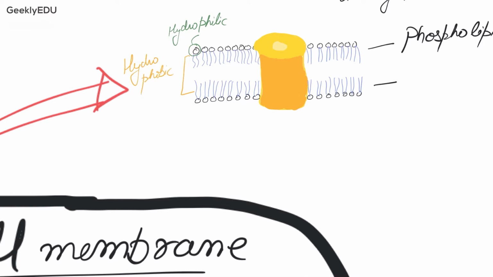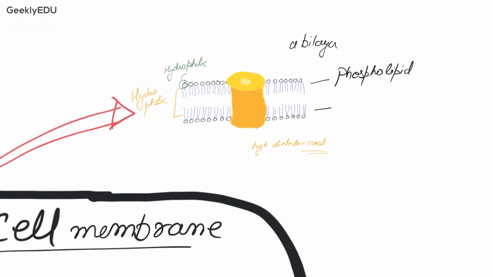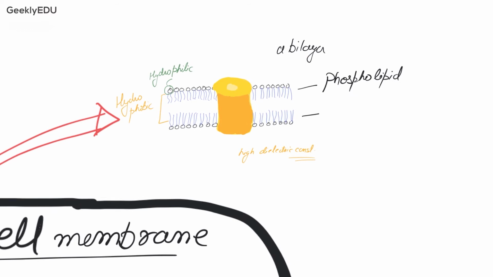Right? Now this makes sense, so that not everything and anything that is soluble in water can enter through the cell. And as you know, water has a very high dielectric constant, which makes a lot of things soluble in water, and we don't want everything and anything to come through, right?